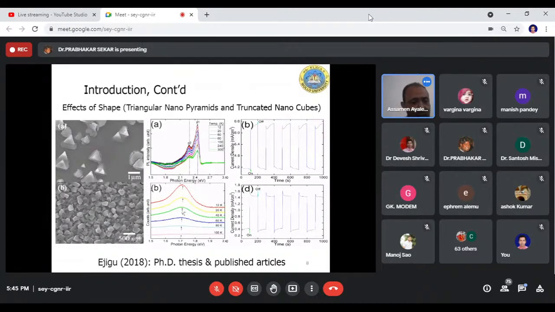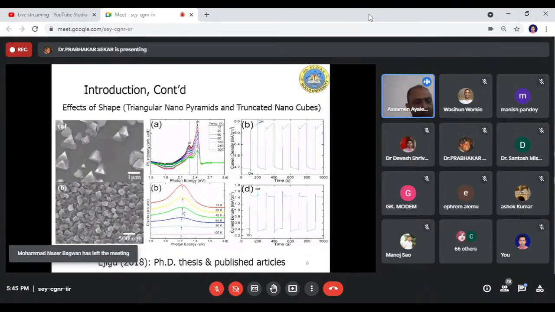Here, we see the effect of shape. In the previous slide I tried to show the effect of size. In this slide, I explain the effect of the shape of the nanoparticles or nanomaterials. For example, in this figure, from the left side, I try to put two different shapes of the same material in nanoscale.